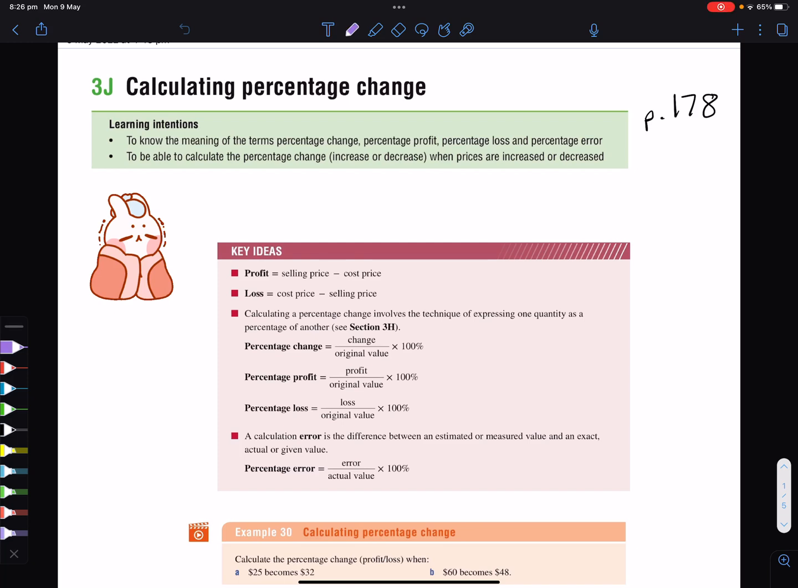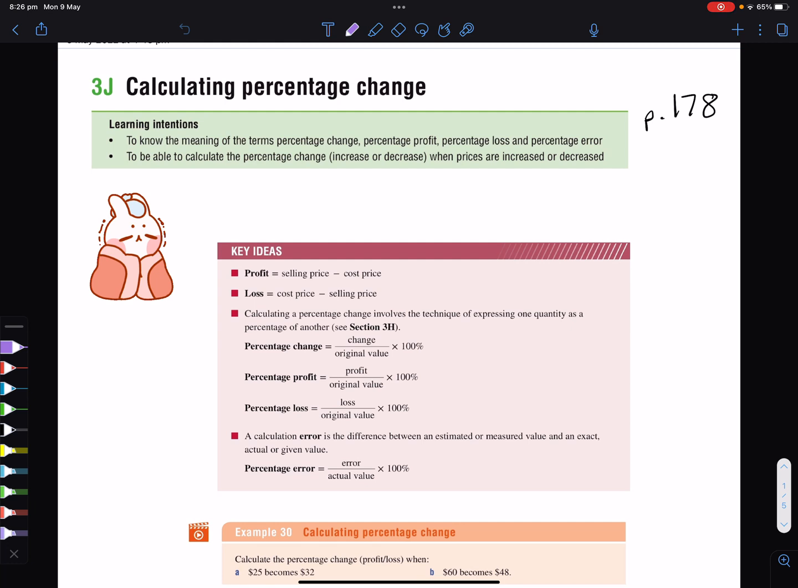Hello students, so carrying on from the previous video where I made a blunder on a basic arithmetic, we are moving on to chapter 3J, calculating percentage change, which does line up, as I suspected, with the second half of the Math Helper's question when she was shopping.